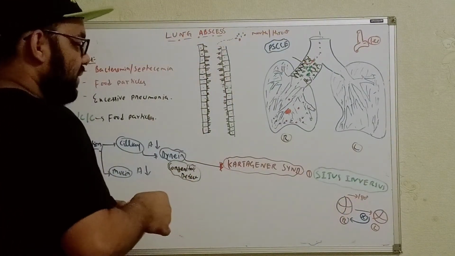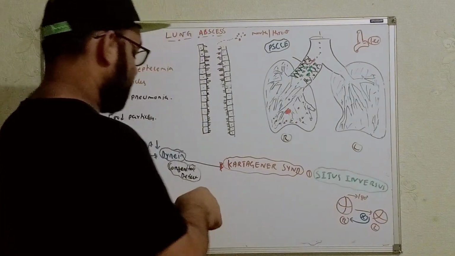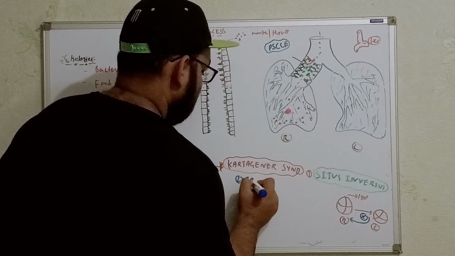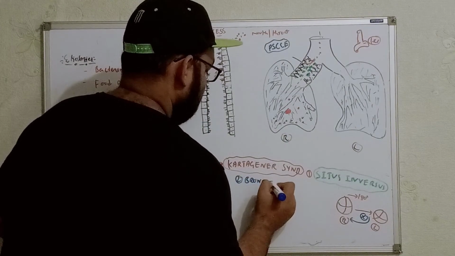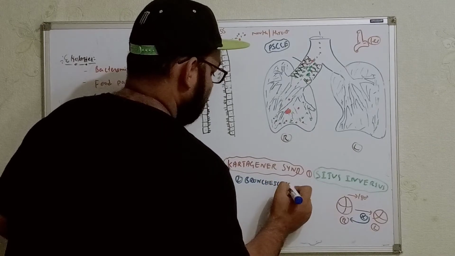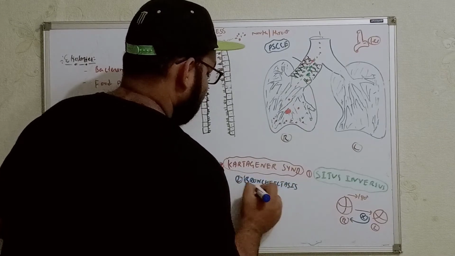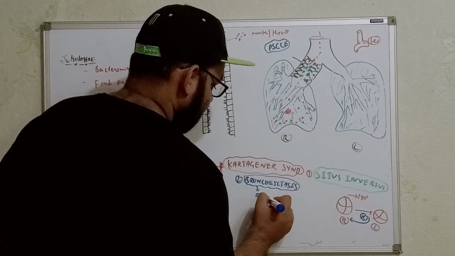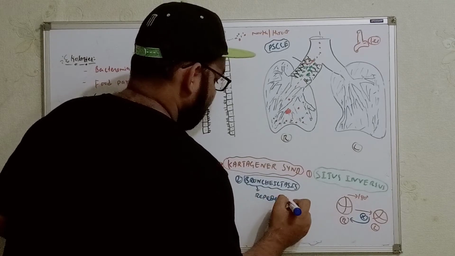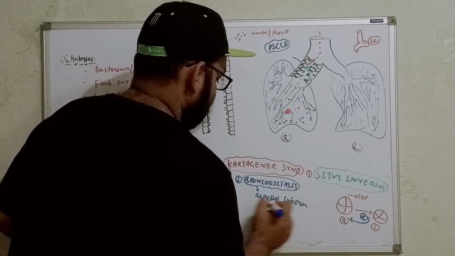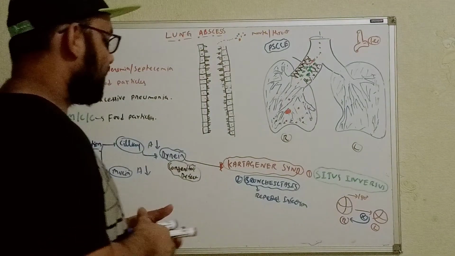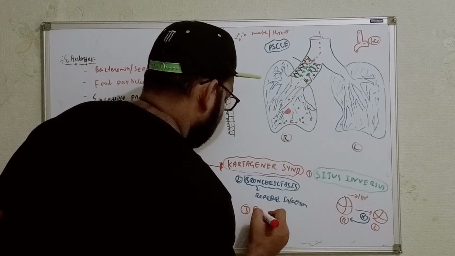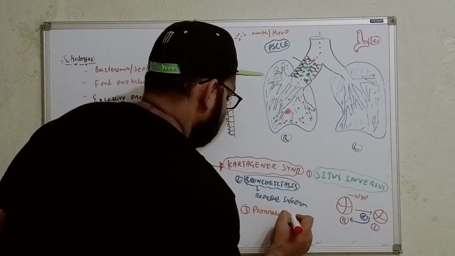The second thing we can get over here is that it can cause bronchiectasis. In bronchiectasis, we can get repeated infections over here. I will talk about these things in the subsequent parts. And the third thing is that it can cause sinusitis, paranasal sinusitis.